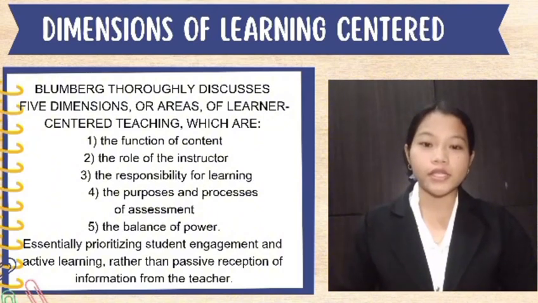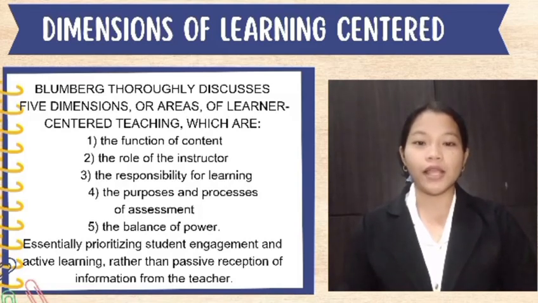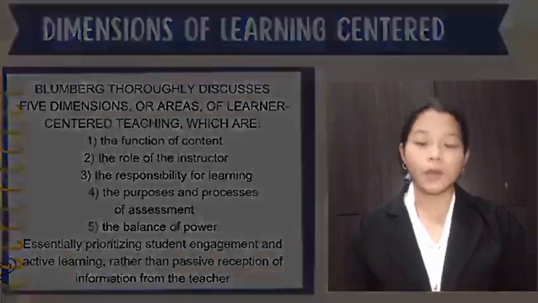The next one is the balance of power. The traditional power dynamic between teacher and students is rebalanced. Students have more autonomy and voice in the learning process, contributing to decisions about content, activities, and assessments. These 5 dimensions work together to create a learning environment that prioritizes students' engagement, active learning, and the development of higher order thinking skills, moving away from a passive, teacher-centered approach.